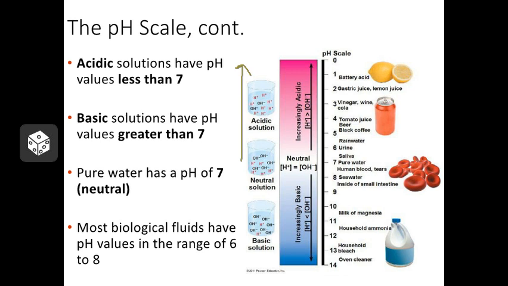Now on the opposite end of the scale, we have bases. Bases span from 7 up to 14. Bases are going to have more hydroxide than hydrogen. If we either removed hydrogen from solution or we added more hydroxide, which does the same thing, the pH is going to get higher. So less hydrogen means a higher pH number. More hydroxide also means a higher pH number on the scale.